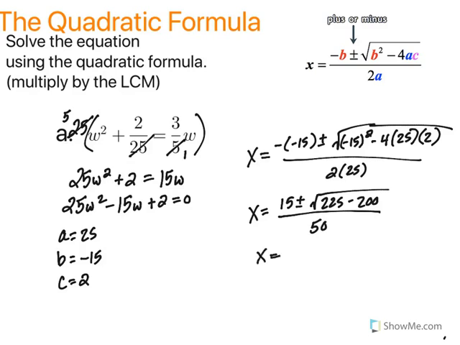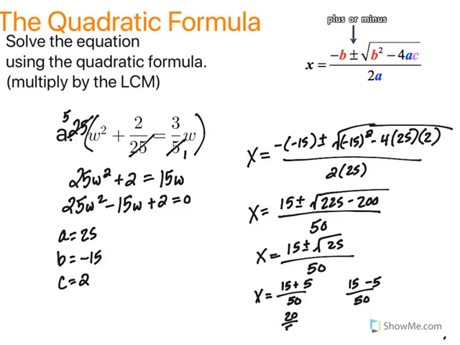Simplify further, this gives us x is equal to 15 plus or minus the square root of 25 over 50. Now we know the square root of 25 is 5, so when we're splitting up our two equations, let's make sure that we write 5 and not the square root of 25. So we have 15 plus 5 over 50, and we have 15 minus 5 over 50. When we simplify, this is going to give us 20 over 50, which simplifies to 2/5, and here we get 10 over 50, which simplifies to 1/5, so our solution set would be 1/5 and 2/5.